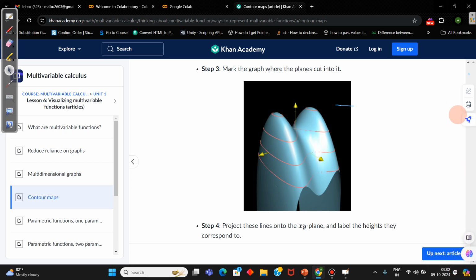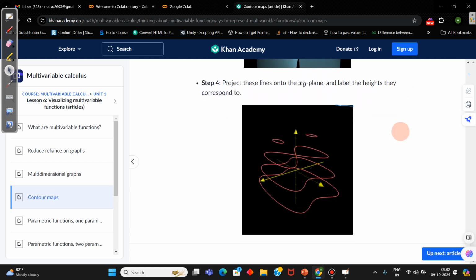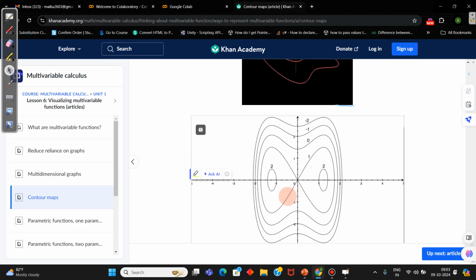So moving down, if we project these lines onto a 2D plane, projecting all of these, this loop, this different 8 kind of shape, this random shape and this random shape all together on one plane, then what we are going to achieve is called a contour plot, which is shown in the next diagram.